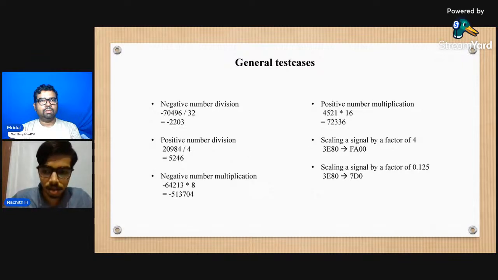So once we take a look at the Verilog code, we'll go through these test cases mentioned here. Which will be negative number division, positive number division, negative number multiplication, positive number multiplication, and scaling a signal. These are just some example values I have mentioned here. And even if you change the values, the output will be the correct one. And note that this is not an actual verification. This is just dummy test cases I have selected to check out the shifting behavior of the design. So I'll be presenting my screen from here.